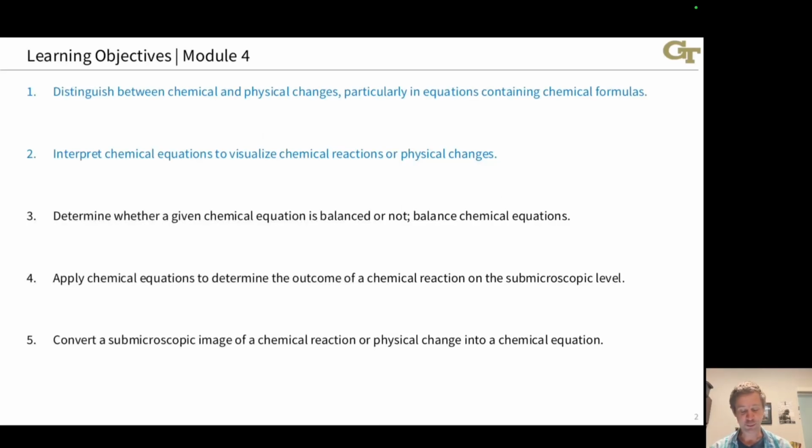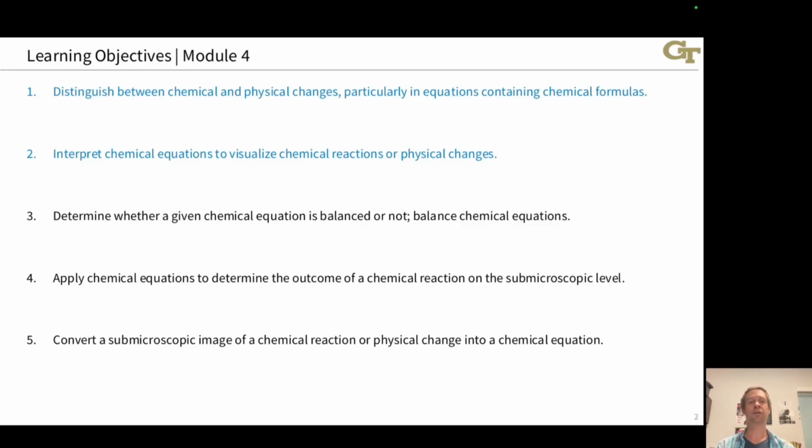So, in this first video, we're going to start by distinguishing between what we call a chemical change and a physical change, and be able to recognize the difference not just in terms of the properties of each type of change, but also in equations containing chemical formulas, what we'll call chemical equations, that might represent either a chemical change or physical change. It's a little bit confusing.